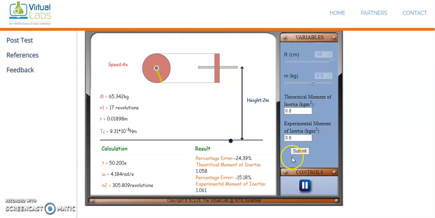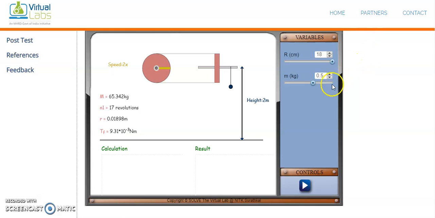So the percentage of error, or the percentage of change from the actual value, for both the theoretical and experimental moment of inertia has been given. It's quite good actually, the value is quite good. 15 to 25% of error is acceptable. It should not be more than that. Okay, in some cases it varies.